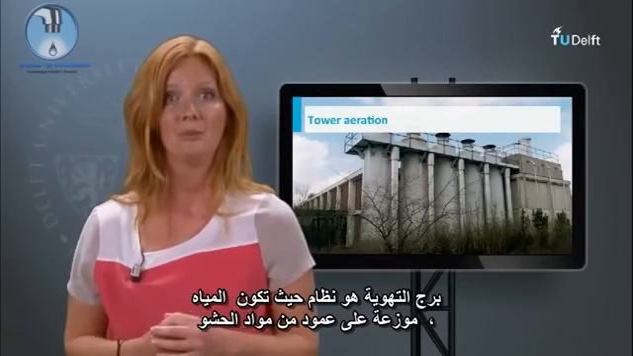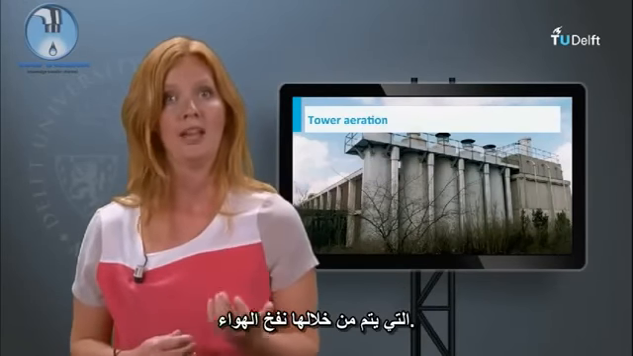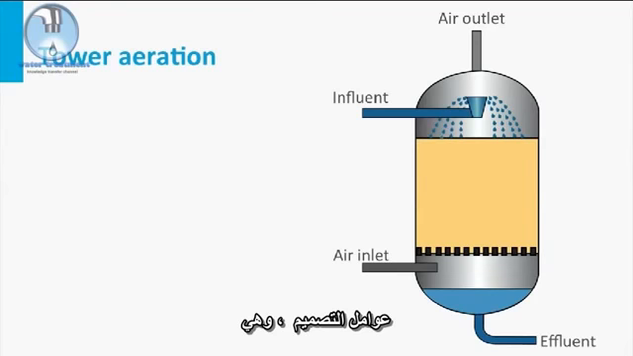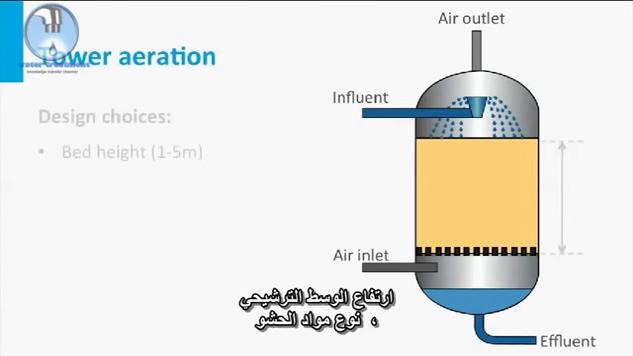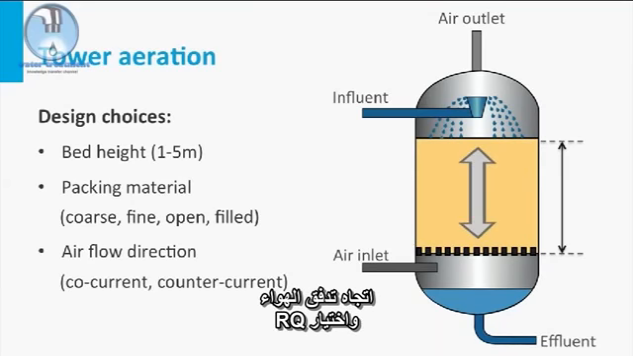Tower aeration is a system where water is distributed over a column with packing material, through which air is blown. With tower aeration, very good removal of gases is possible, and the tower can be configured by a few clear design choices, namely bed height, type of packing material, airflow direction, and choice of RQ.